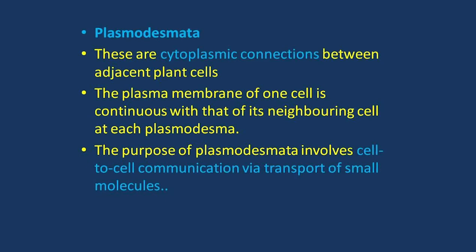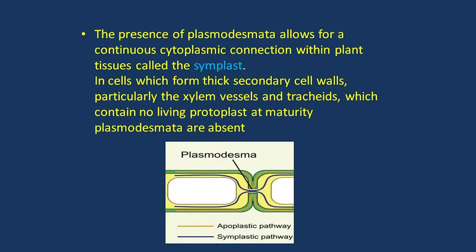These are cytoplasmic connections found in the cell wall between adjacent plant cells. The plasma membrane of one plant cell is continuous with that of the neighboring cell through the plasmodesma. The purpose of plasmodesmata involves cell-to-cell communication via transport of small molecules. The presence of plasmodesmata allows for a continuous cytoplasmic connection within the plant tissues, and it is called a symplast. The cell wall of all plant cells, which is non-living, is called the apoplast.